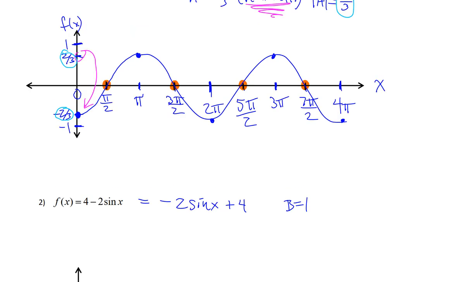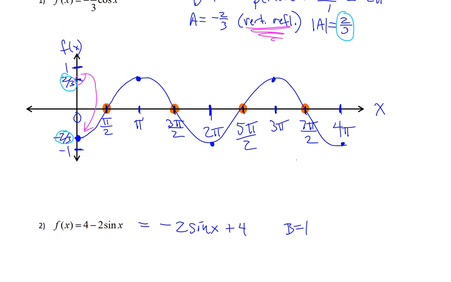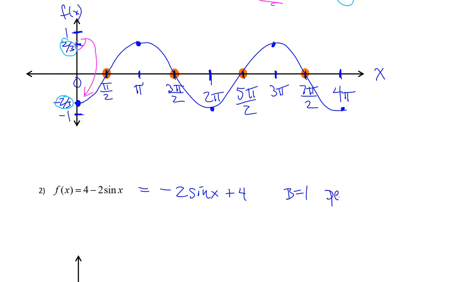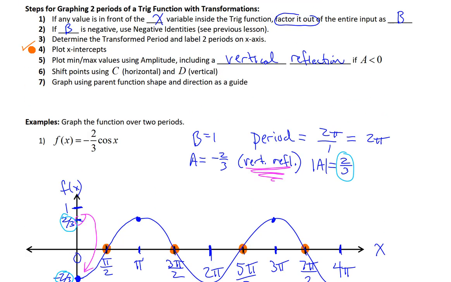And if that's the case, then we know our period for this function, and this is a sine function, so it'll always be 2 pi over b. In this case, it's 2 pi over 1, so it's just 2 pi, which means there's no change to the period for the sine function. That's what we know it to be. So we start with that, if you can see that above, as step 1. Step 2 says if b is negative, then we use the negative identity. Well, it's not. Step 3, determine the transform period and label 2 periods on the axis.